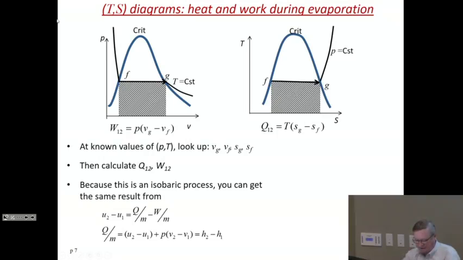This minus that gives you the difference in internal energy. And in fact, you can work this out because that way, Q over m is u2 minus u1 plus W over m. W, of course, is P dV. So it's P (v2 minus v1). And oh, look, that is h2 minus h1. So the heat here is actually the mass times the difference in enthalpy during an evaporation process. Okay.